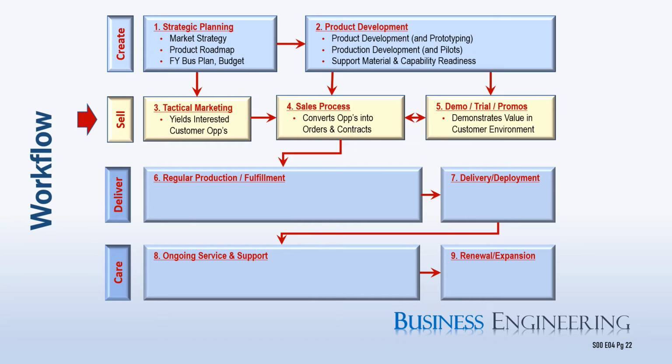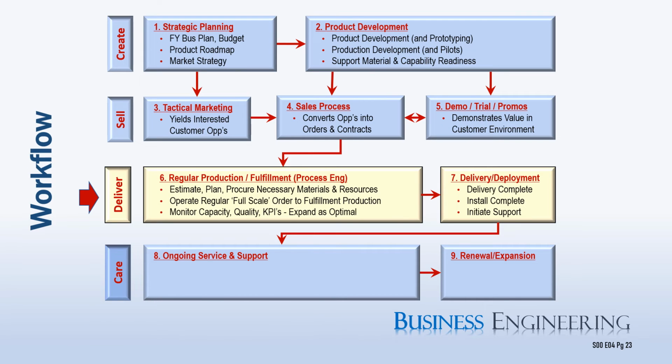In some cases, the sales process relies upon box 5 to offer demos, product trials, or promotions to further stimulate a customer's interest. Presuming the sales organization is successful, the deliverable out of box 4 is a formal sales order or a contract which serves as a customer commitment to purchase and pay. Moving to the deliver process. The output of box 4 serves as the input to box 6.